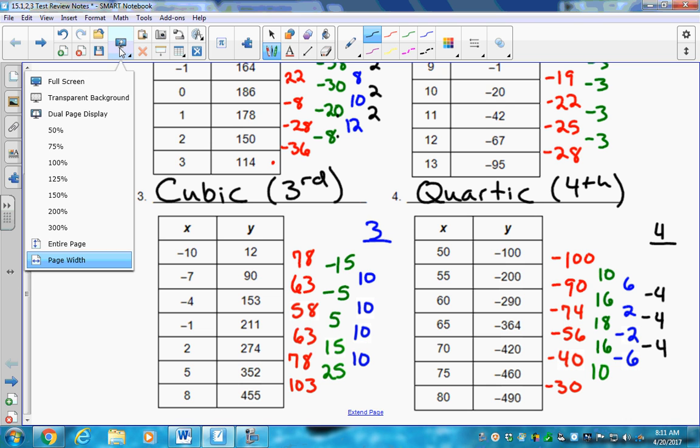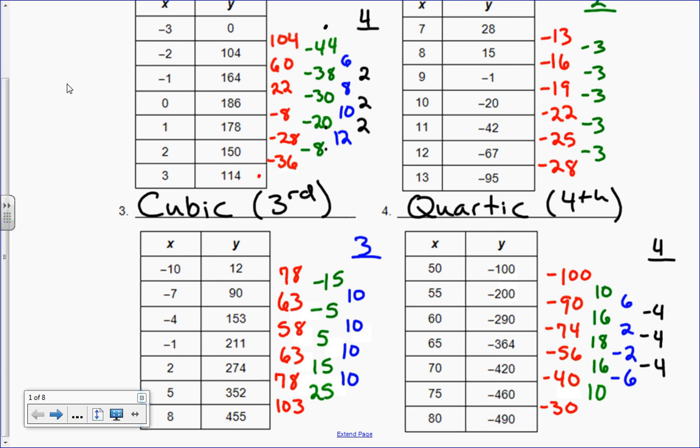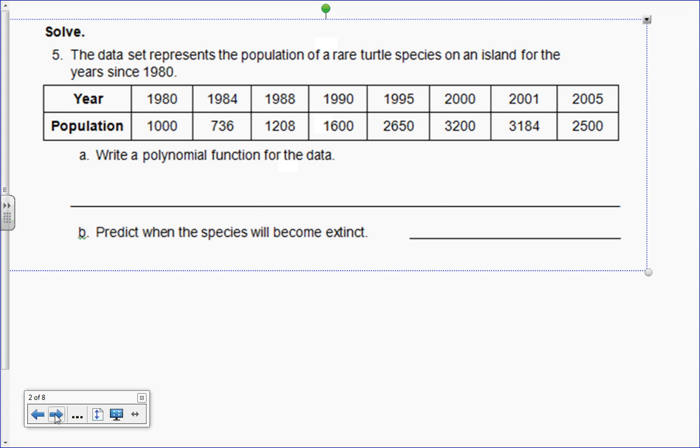All right, let's move on to number 5. Now, number 5 is kind of tough. You've had this one before. Population of a rare species of turtle on an island for the years since 1980.